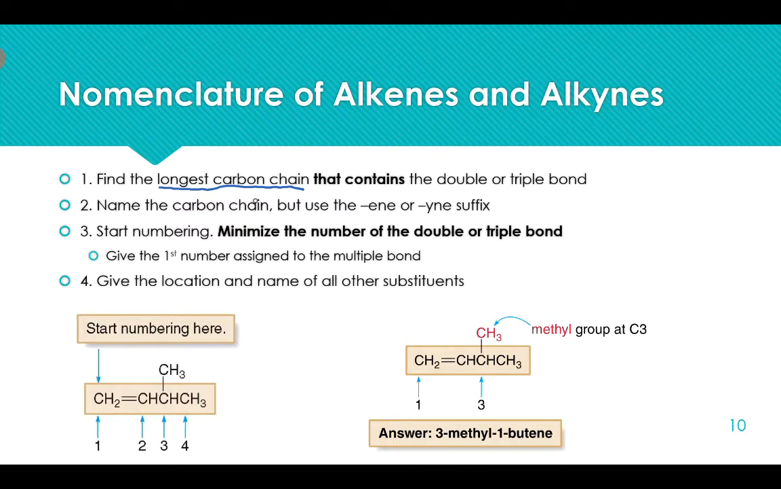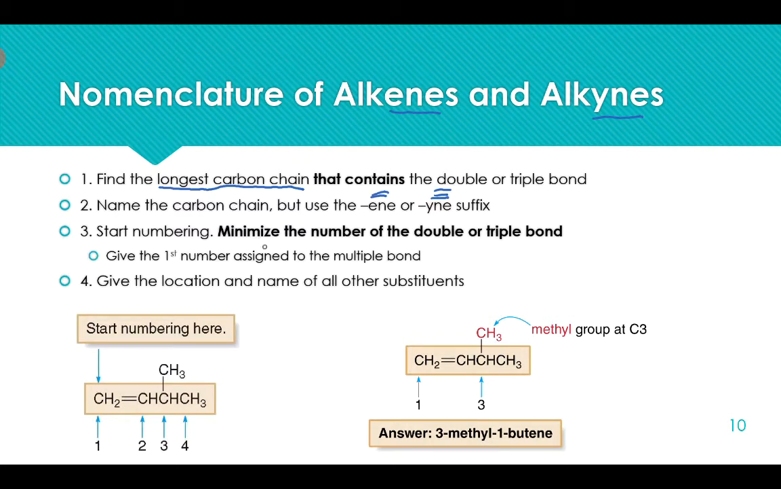When you number your chain, you have to use the suffix "-ene" if it has a double bond, or "-yne" if it has a triple bond. This is to indicate whether it contains a double bond or a triple bond, just like the words alkene, alkyne, and alkane.